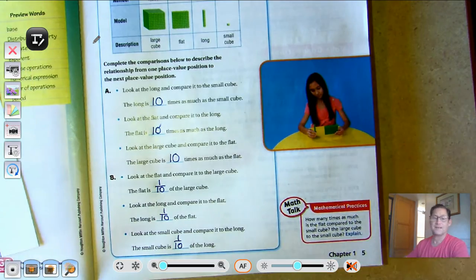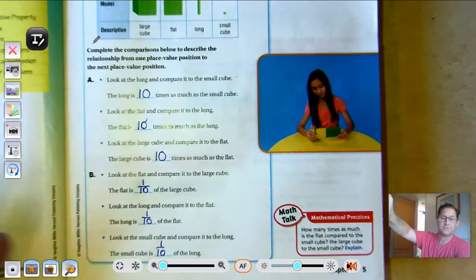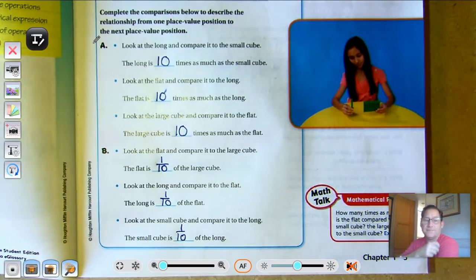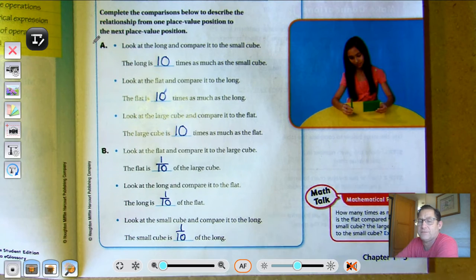All right. So let's go ahead and look at our answers, what we've been discussing. Okay. So we said, look at the long and compare it to the small cube. The long is 10 times as much as a small cube. The flat is 10 times as much as a long. The large cube, 1,000, is 10 times as much as the flat, 100.